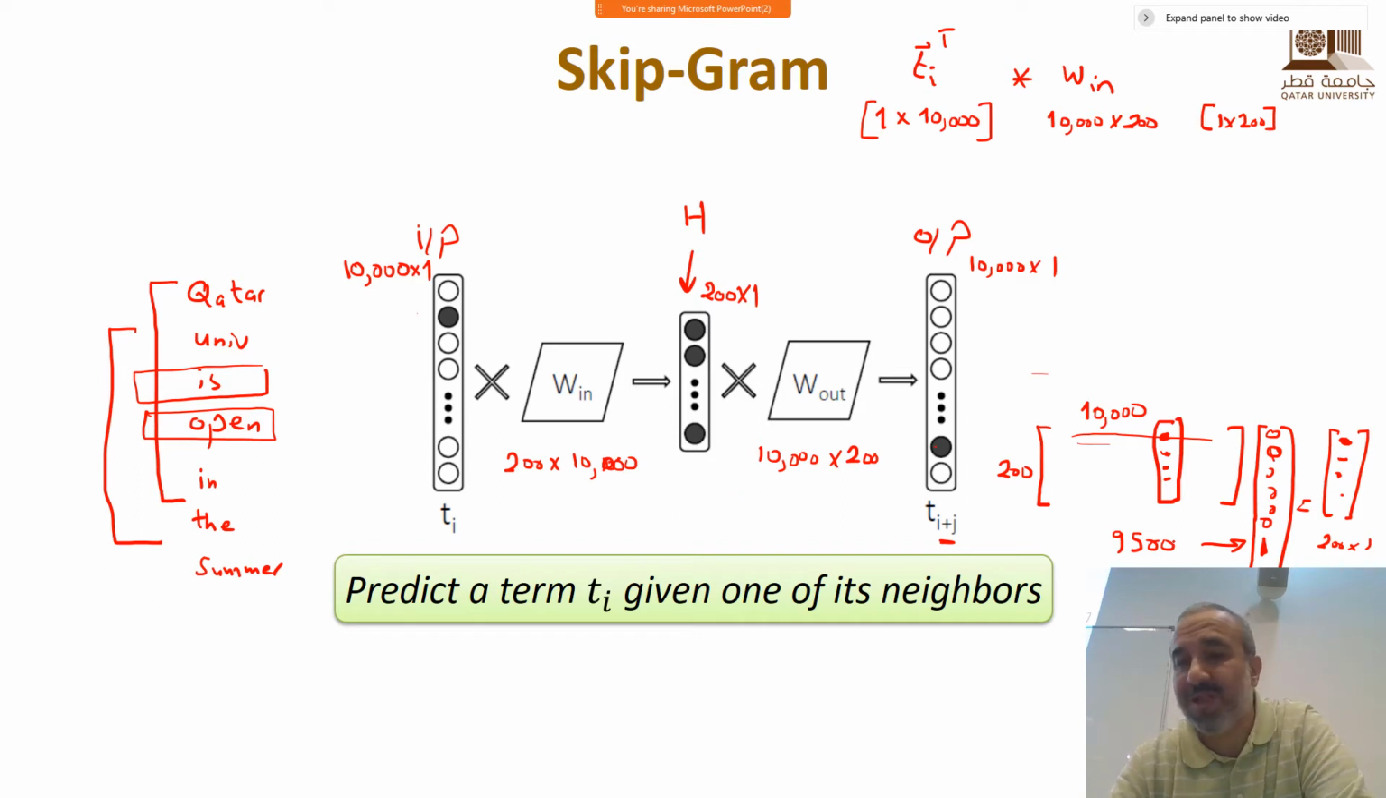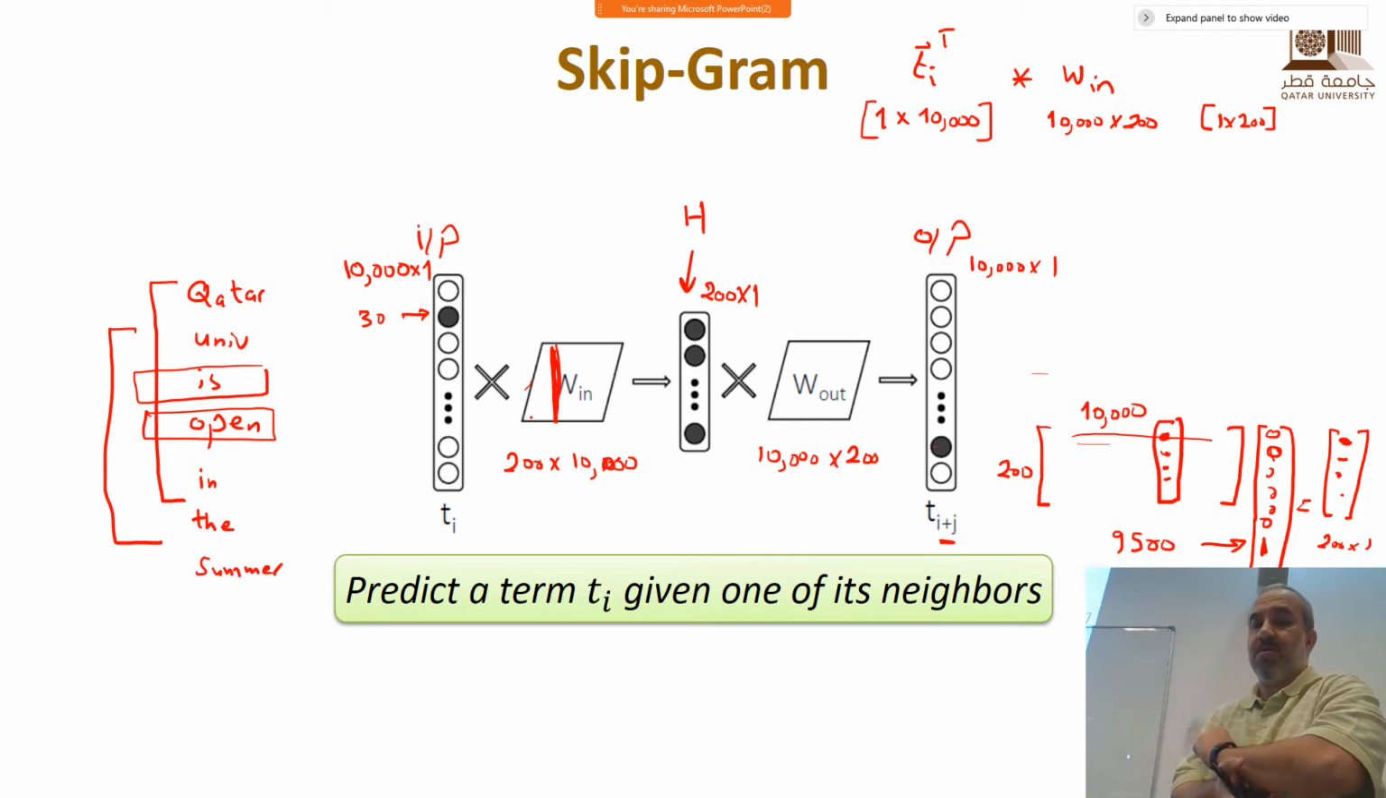And what we said here actually applies here, which is Wn times the input vector. So whatever this value, let's say this is at dimension 30, then this will be the column number 30 in Wn. That's the embedding that we learned for the term that has one at dimension 30. Okay?